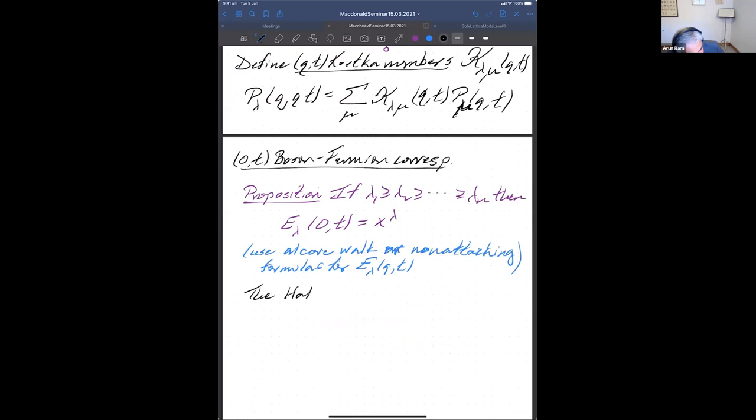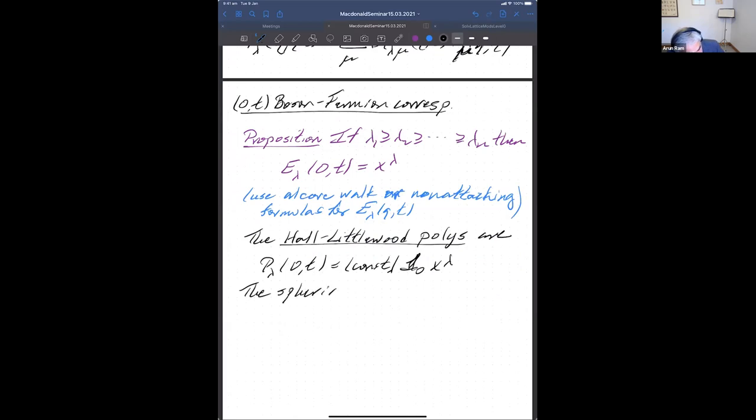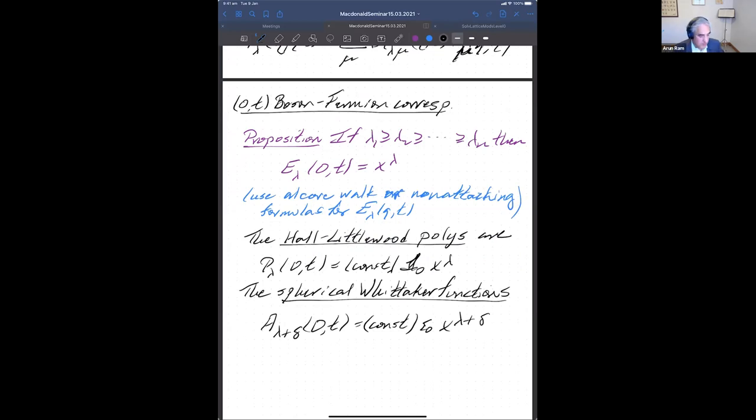Now I can recall that the Hall-Littlewood polynomials are P lambda 0t, which are a constant times the symmetrizer of x to the lambda. And the spherical Whittaker functions were originally studied from the point of view of p-adic groups, in the very important work of Casselman and Shalika. These are the A lambda plus delta zero t's, which are a constant times epsilon zero of x to the lambda plus delta. I'm just putting q equal to zero in what we did previously, and using this fact to change the e to x at q equal to zero.